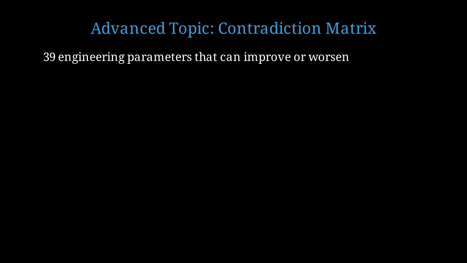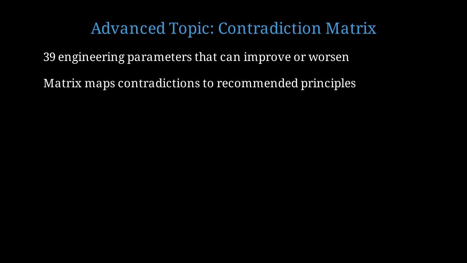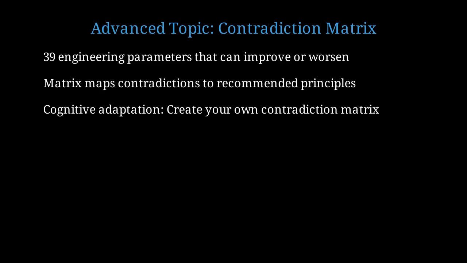TRIZ identified 39 standard engineering parameters like weight, speed, strength, and reliability. Any technical problem involves improving one parameter while avoiding worsening another. The contradiction matrix is a 39 by 39 grid. Find the parameter you want to improve on one axis, the parameter that gets worse on the other axis. The intersection recommends specific principles to try. For cognitive TRIZ, you can create your own contradiction matrix with cognitive parameters like focus, creativity, speed, accuracy, comprehension, retention, and flexibility. Map your contradictions and build solution patterns.